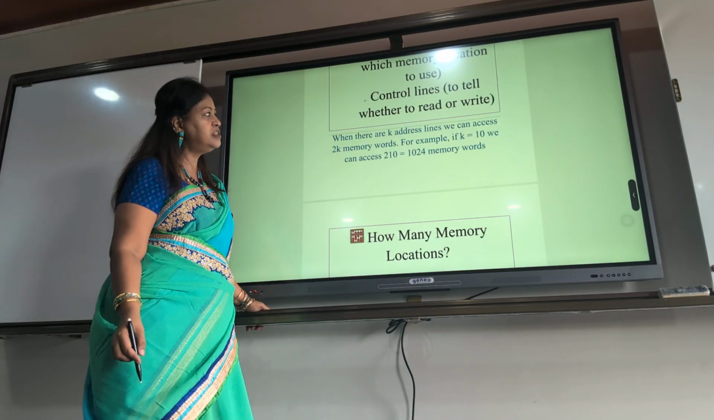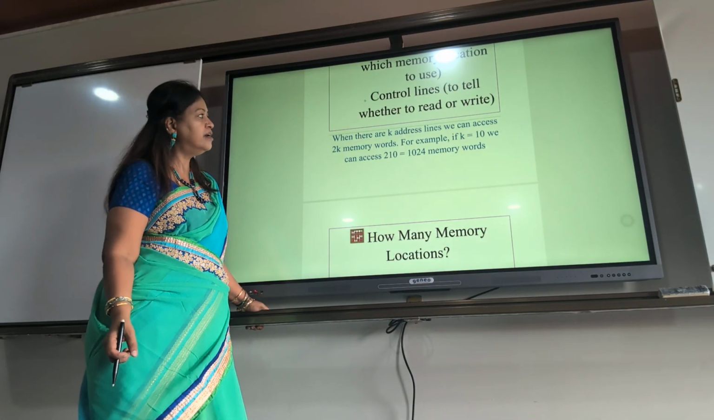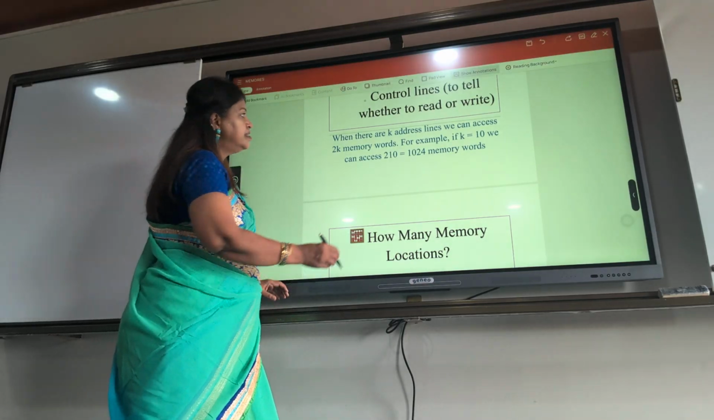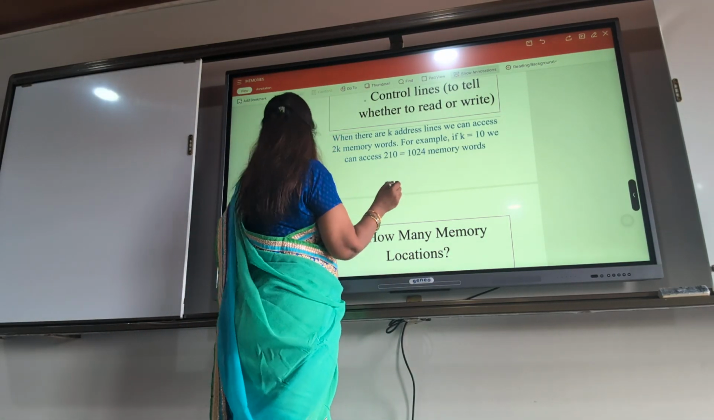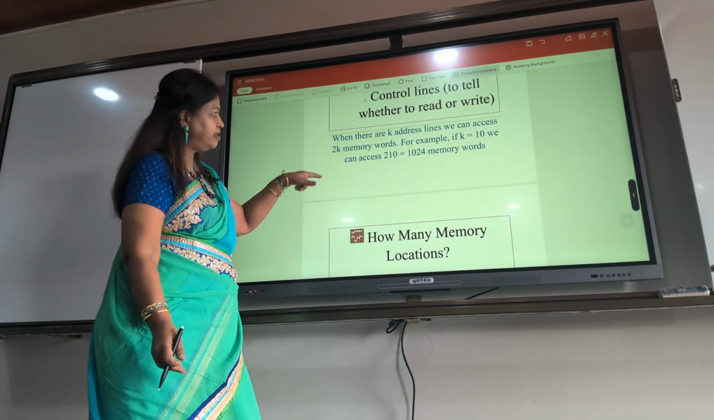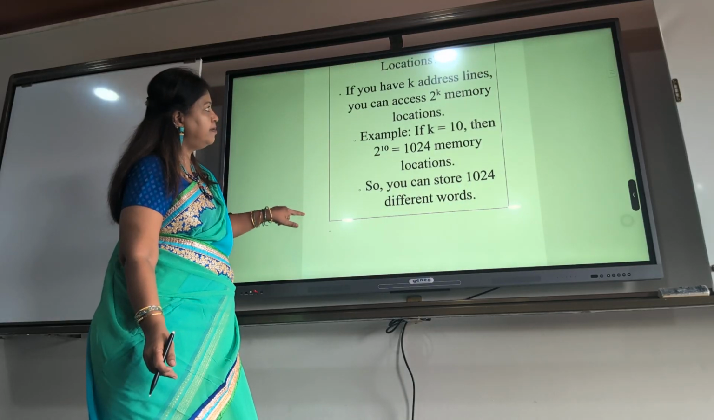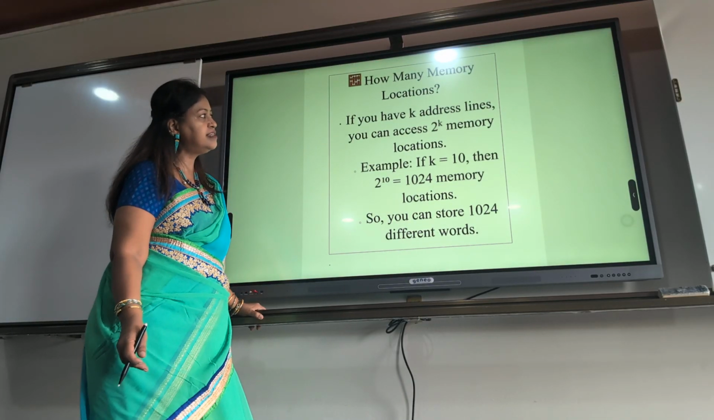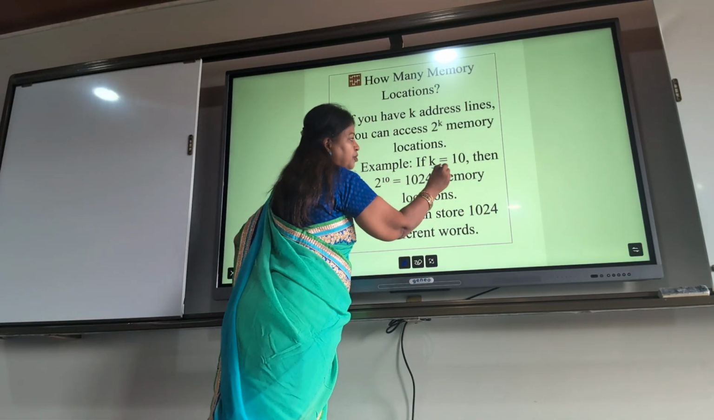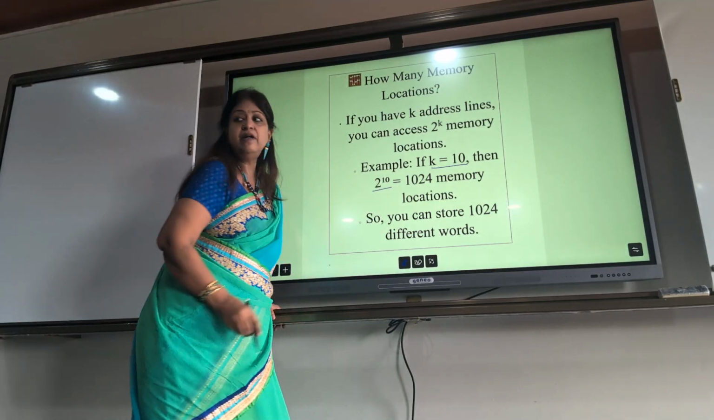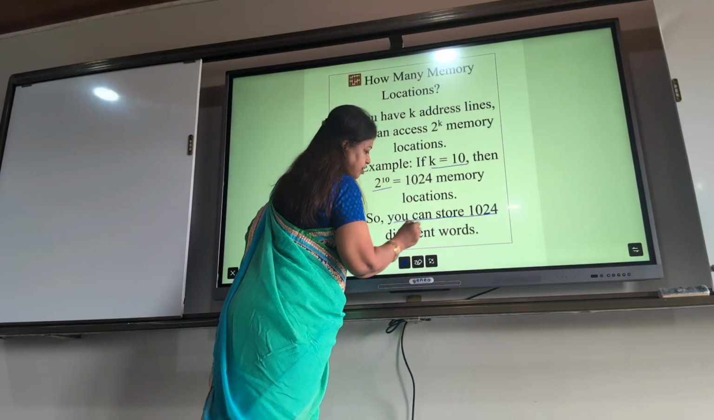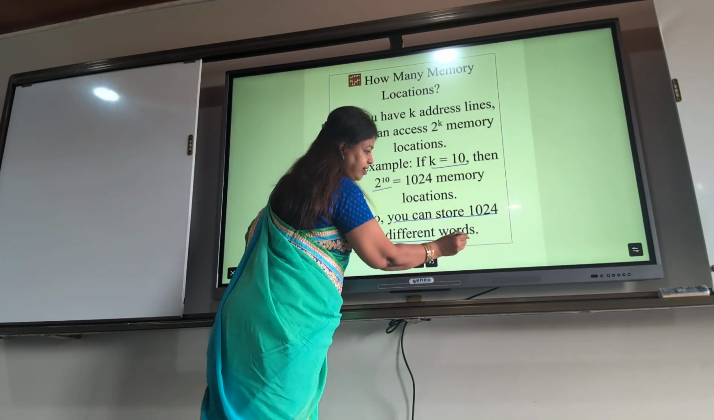When there are k address lines, we can access 2 power k memory words. For example, if k equal to 10, we can access 2 power 10, that is 1024 memory words. 2 power 10 is 1024. Then how many memory locations? If you have k address lines, you can access 2 power k memory locations. For example, k equal to 10, then 2 power 10 addresses will be there. So you can store 1024 different words.